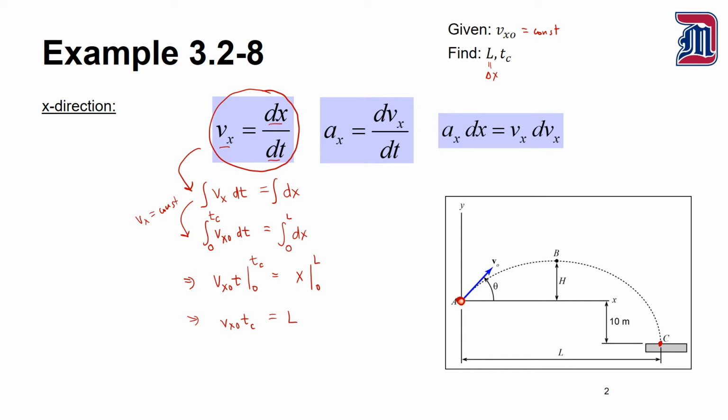And so this is our result. We know what Vx0 is. We don't know what tc is, and we don't know what L is. So we have only a single equation, but we have two unknowns, so we can't solve it at this point. But I'm going to go ahead and save it and call it equation 1, because it is something that we will be able to use later. So we will come back to that relationship.